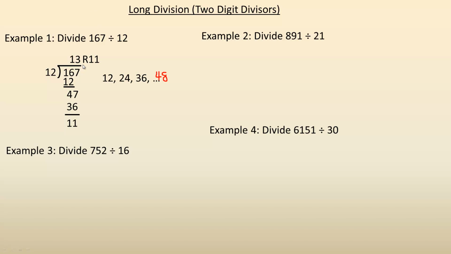That's the remainder. The remainder is 1 below the divisor, which is the highest the remainder could ever be. So 13 remainder 11 is the answer, so we would write up here 167 divided by 12 is 13 remainder 11. Okay, number 2 here, we're dividing 891 by 21.